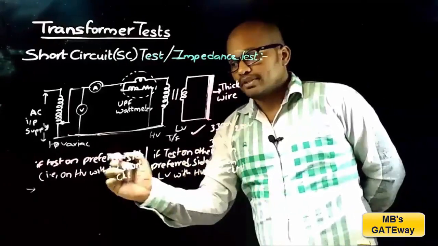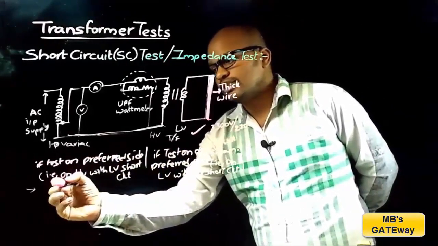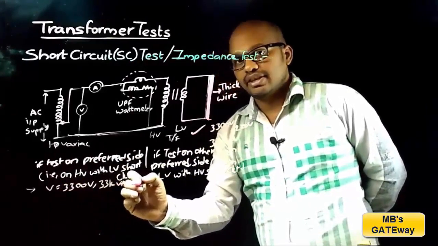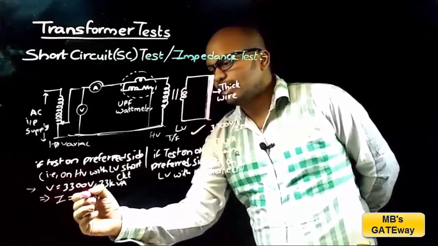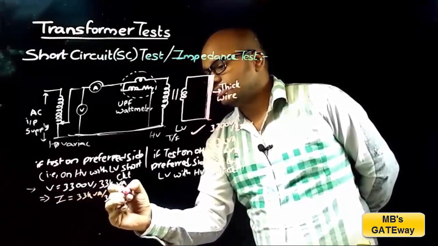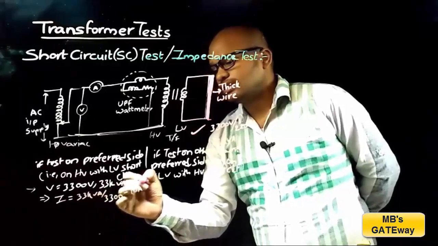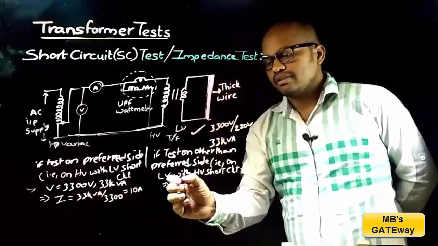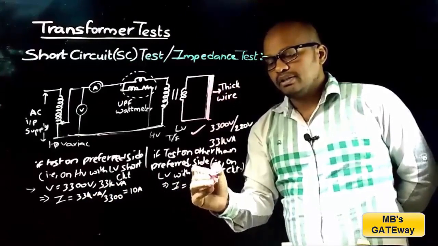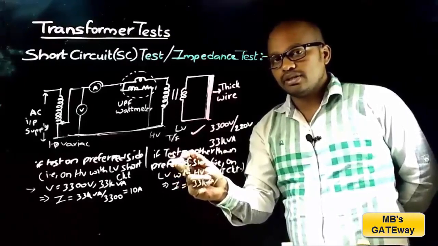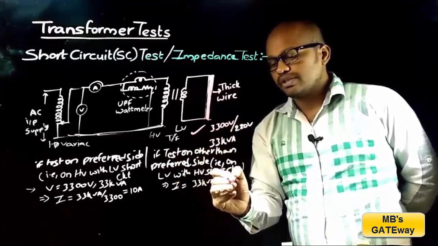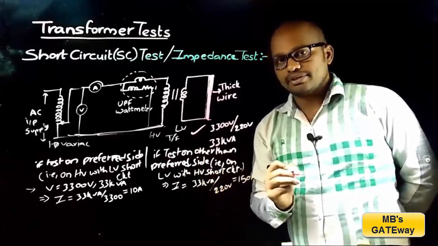short circuit. Here in this case on HV, the rated voltage is 3300 volts and rating of transformer is 33 kVA. That implies the rated current to be applied is 33 kVA by 3300, that is equal to 10 amperes. And come to this case, here the rated current to be applied is 33 kVA by rated voltage. So as here test is performed on LV side, so LV side voltage is 220 volts, so 220 volts, that is equal to 150 amperes.